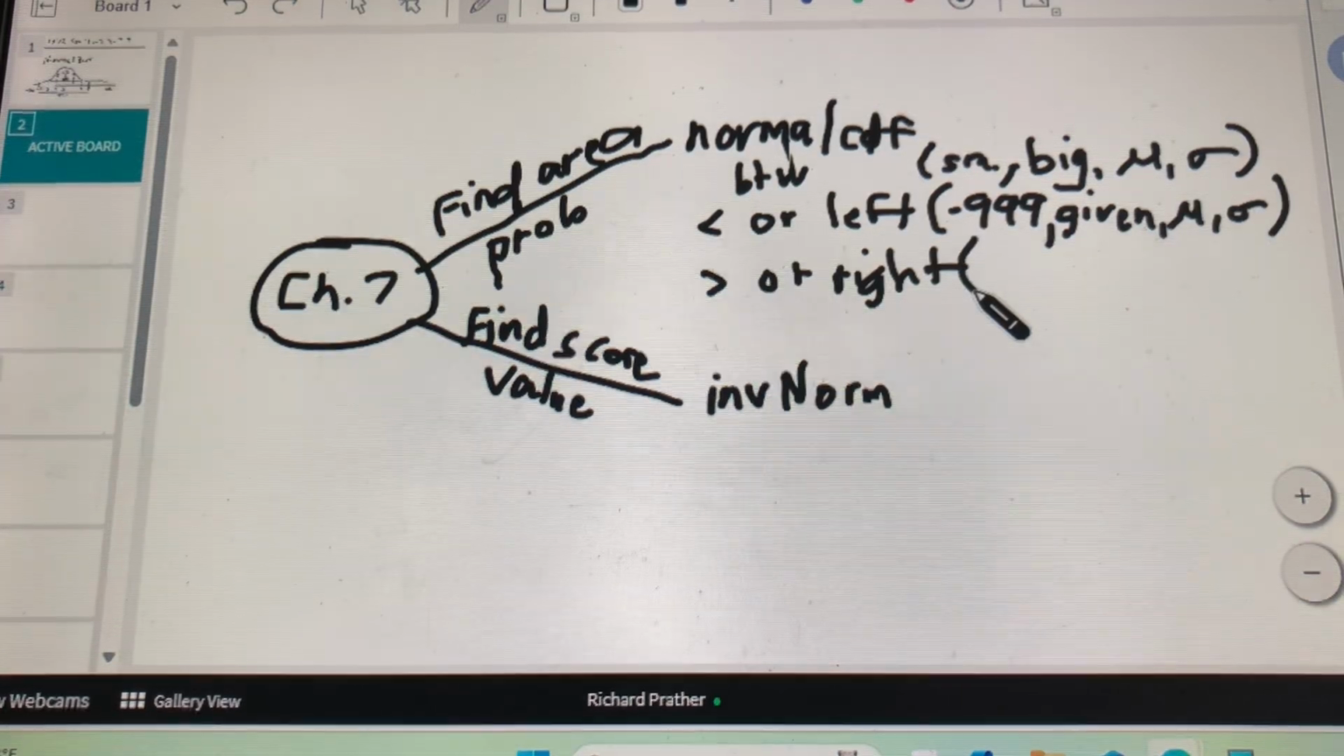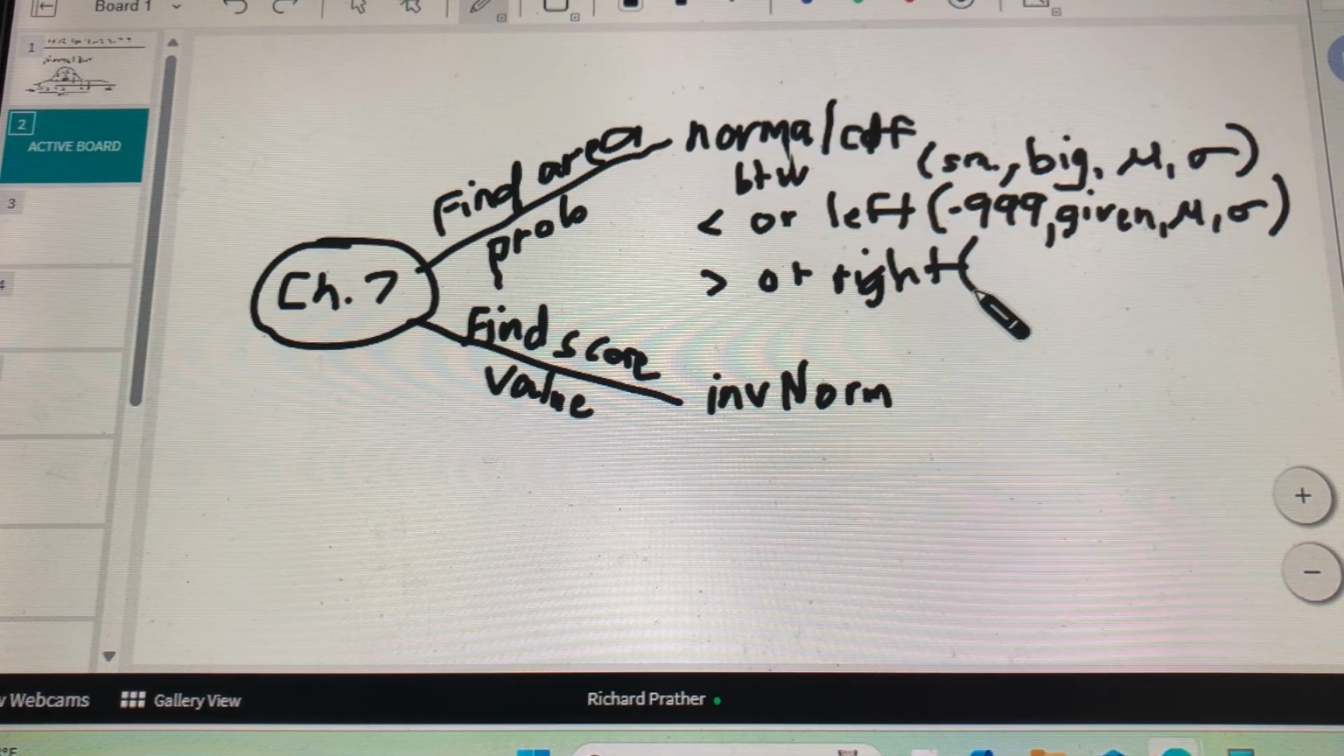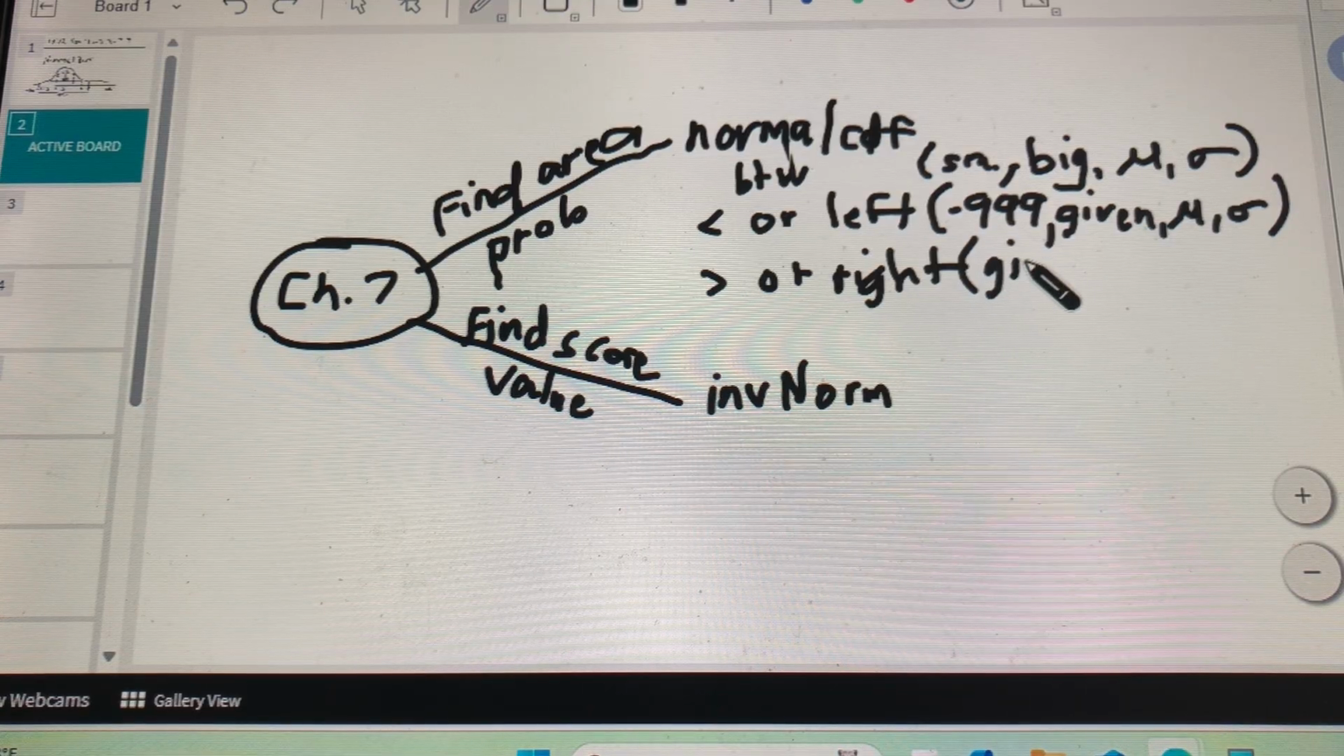If it's to the right, you're going to be starting at a z-score that they give you, and you'll go to the right forever to infinity. So then we put the given number first, and then we use positive 999 to act like a positive infinity.